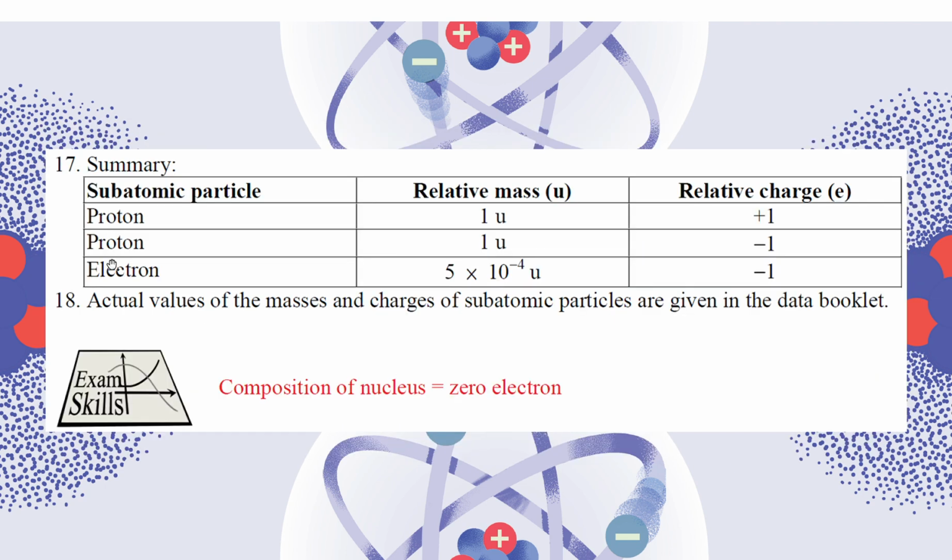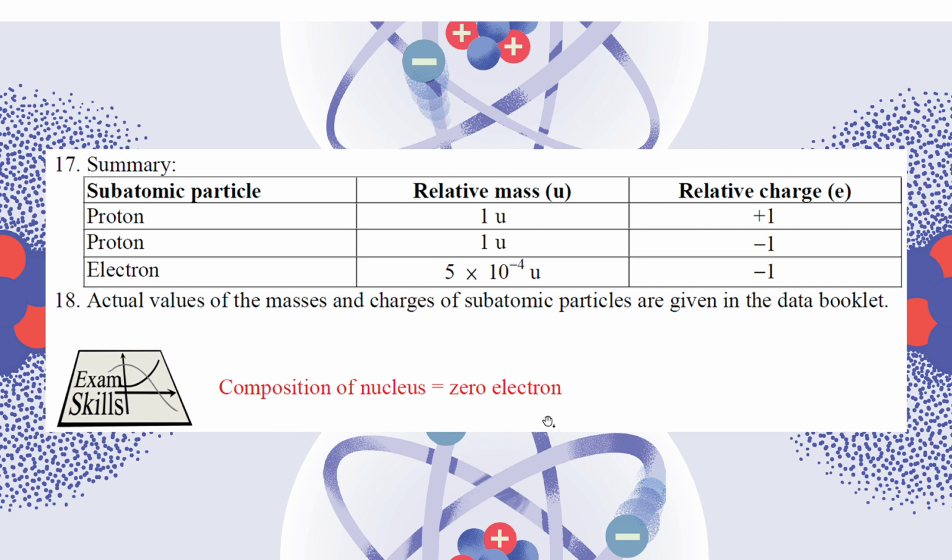Sorry, I made a mistake, it should be neutron. A proton and neutron have a similar mass, 1 u, but the charge is completely different, plus 1 and 0. This one should be 0, sorry, I made a mistake. Therefore the electron is much lighter, 1 over 2000, and the charge is negative. The neutron is 0. The actual values of masses and charges of subatomic particles have some more digits, and will be given in the data booklet. And remember, in the examination, always be careful: the composition of the nucleus has no electron.